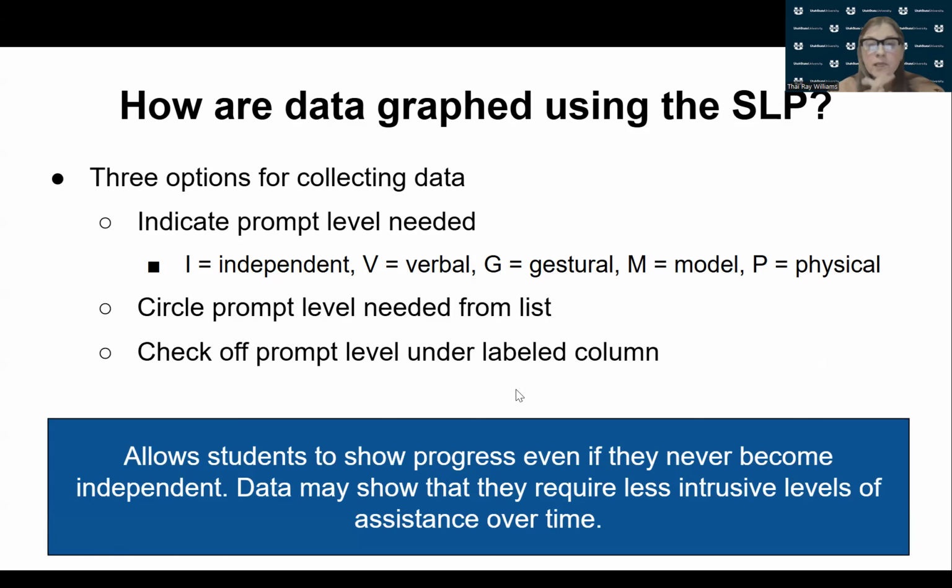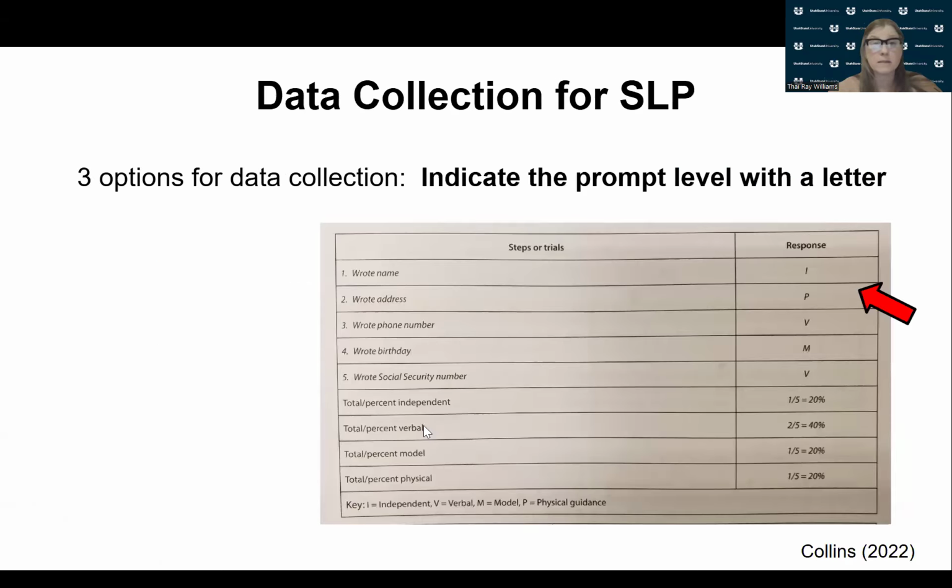One of the reasons we want to make sure that we are collecting data on the prompting level required is because some of our students are not going to become independent. And so we need to make sure that we can show, for example, if you're having a parent-teacher conference, that over time, students are requiring less and less intrusive levels of assistance.